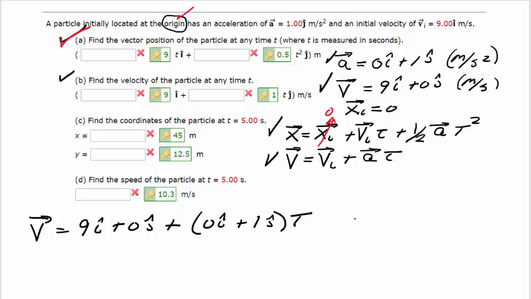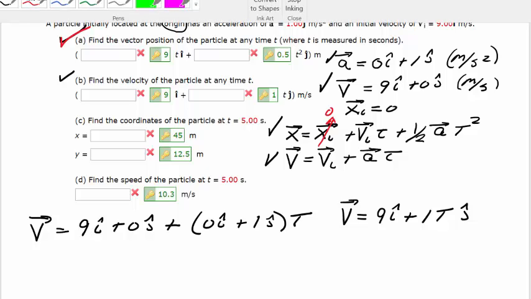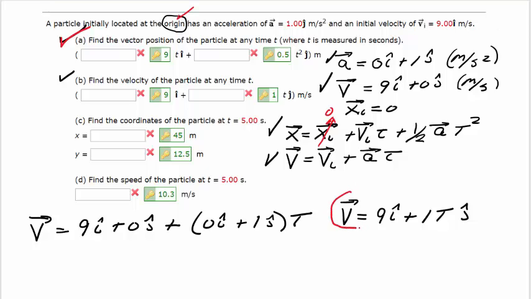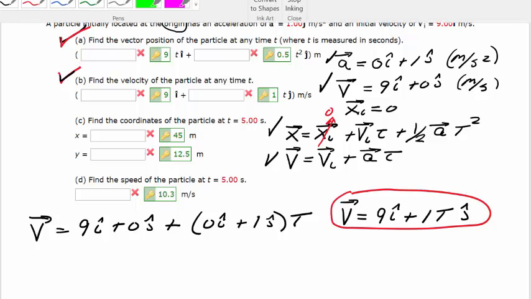Okay, let's simplify that. When we simplify that, we will get our velocity is equal to 9 i hat plus 1 times t j hat. Circle that in red. And again, you notice this is going to match exactly what I have here. All right, let's erase again and give myself a little bit more space.